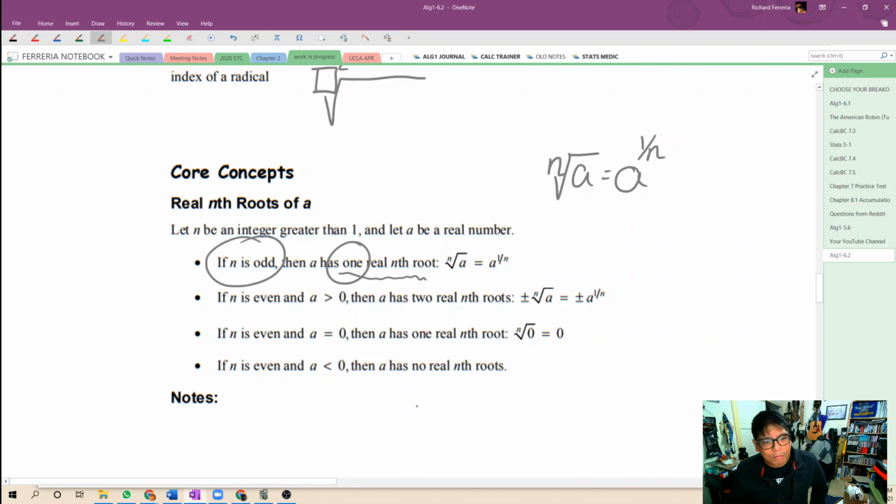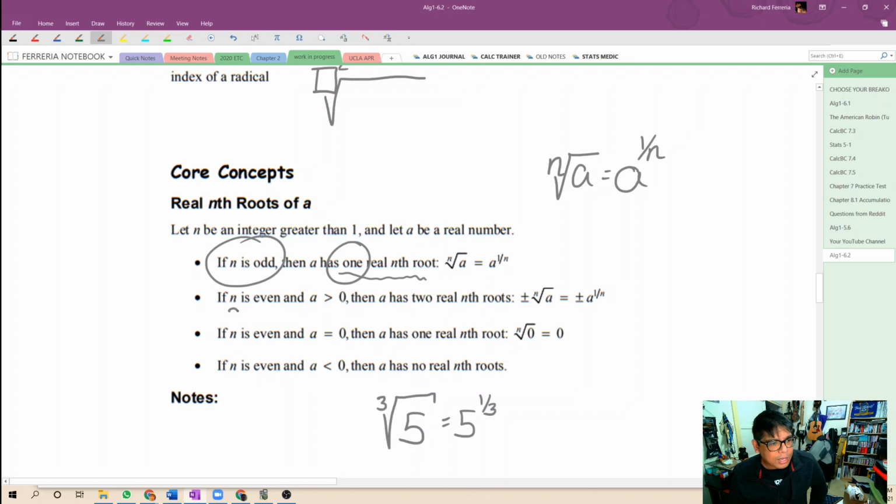So for example, if I do 5 to the cube root, that's the same thing as saying 5 to the 1/3 power. Now there's no math to do there. That's just kind of a definition.